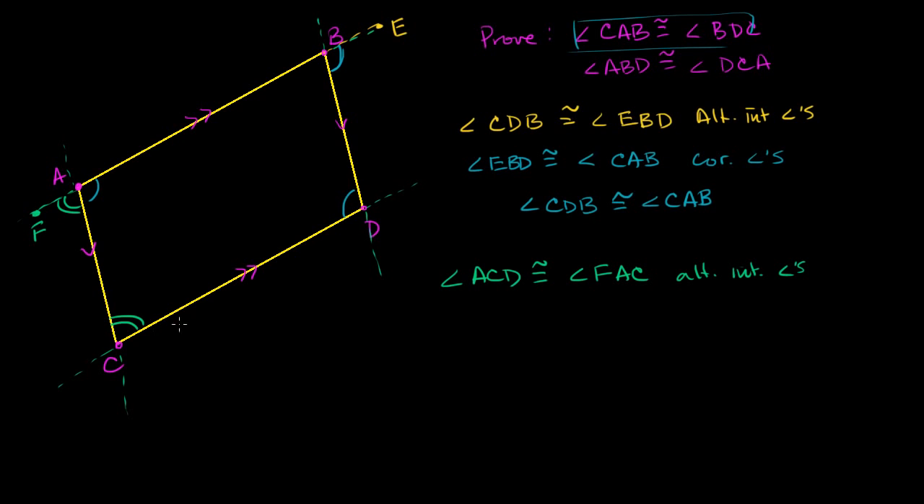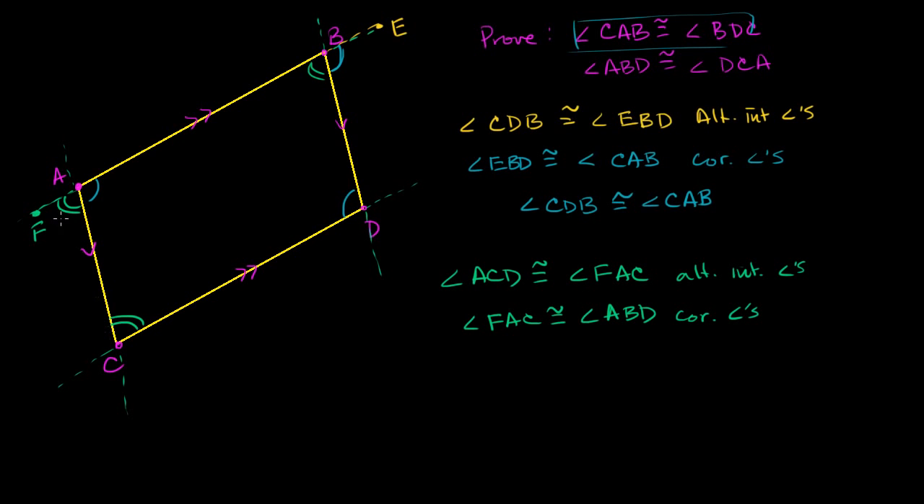And then we change our thinking a little bit, and we view AC and BD as the parallel lines and AB as a transversal. And then angle FAC is going to be congruent to angle ABD, because they're corresponding angles.